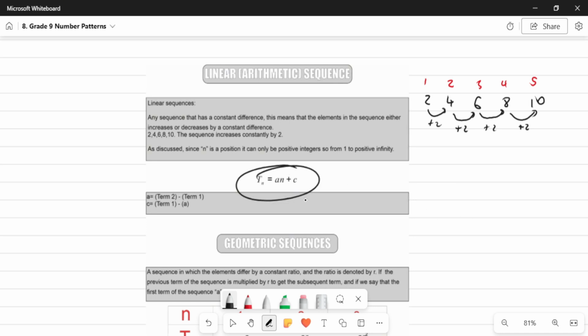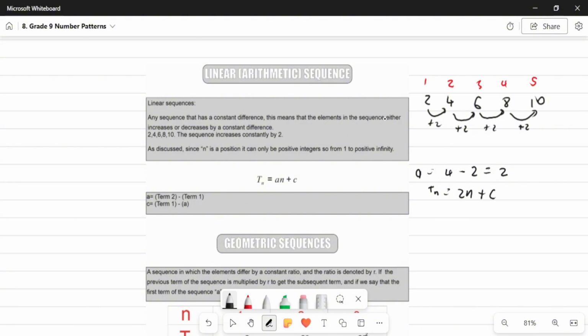Now, this is not allowed in grade 9, but it's very difficult for us to understand patterns if we don't learn it in this way, in a mechanical way first. So this is the way I teach it, right? You need to remember this formula. Tn is equal to An plus C, right? And A is term 2 minus term 1. So what is term 2? It's 4. What is term 1? It's 2. So 4 minus 2 is 2. So therefore we got Tn is equal to 2n plus C.